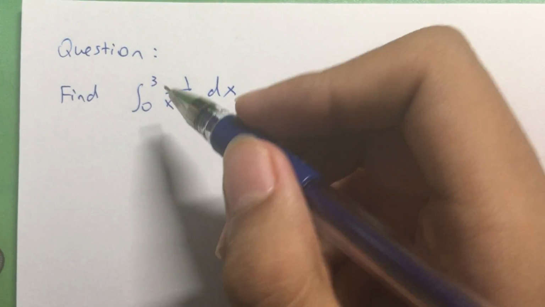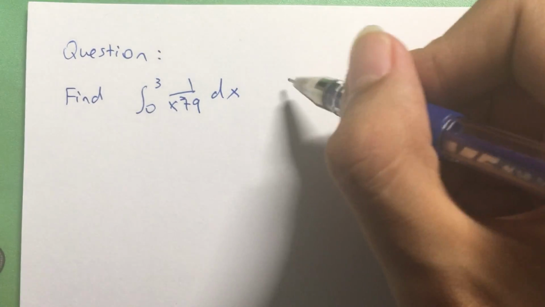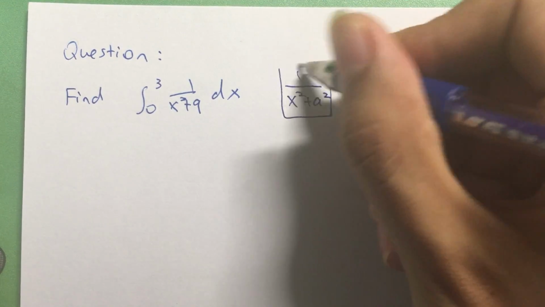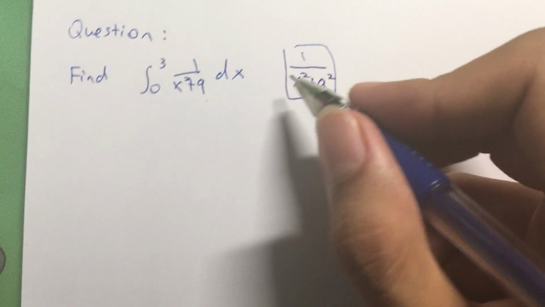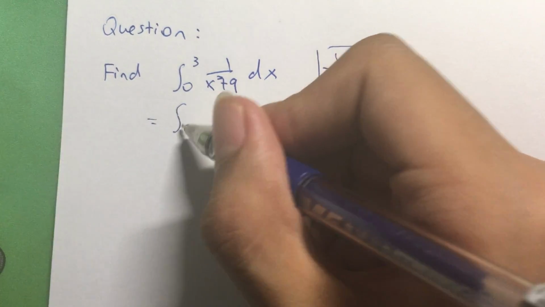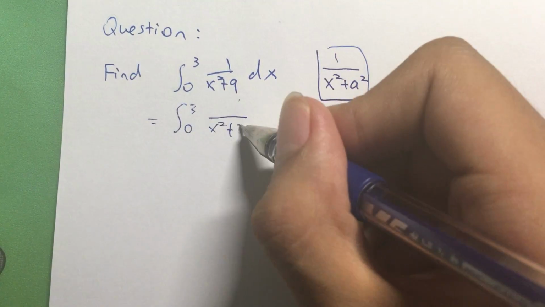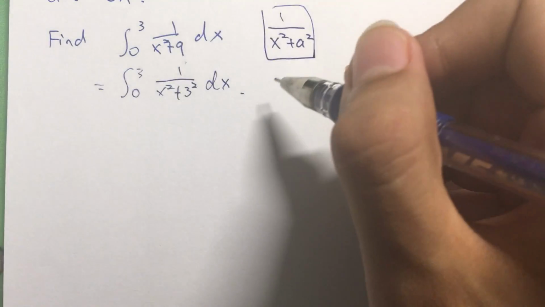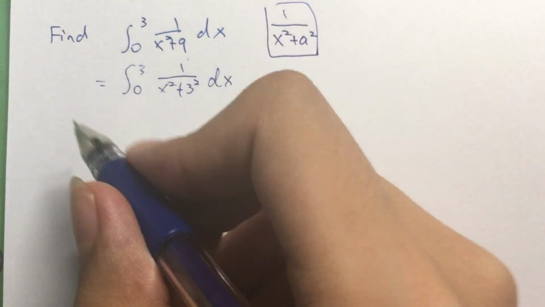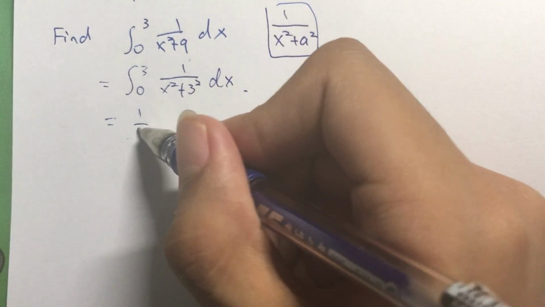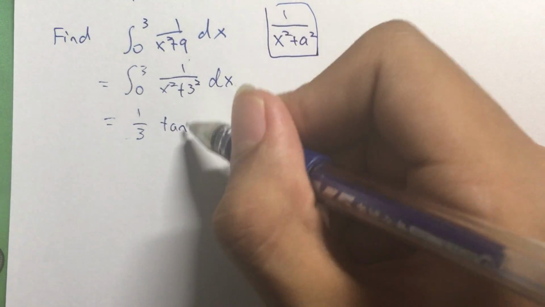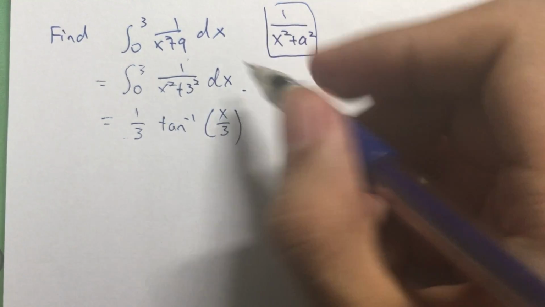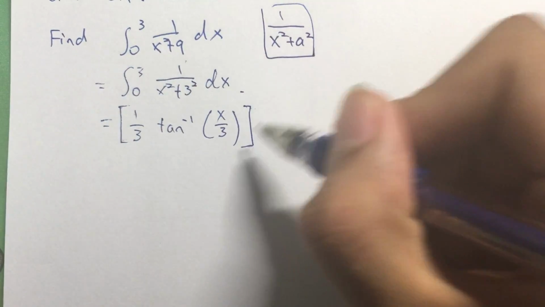indefinite integration first. So now we have 1 over x squared plus a squared as our formula. And we know that 9 is equal to 3 squared, so we can change this into x squared plus 3 squared. So 1 over x squared plus 3 squared dx. And now let's apply the formula, which is 1 over 3 times inverse tangent x over 3. Then we do bracket 3 and 0.